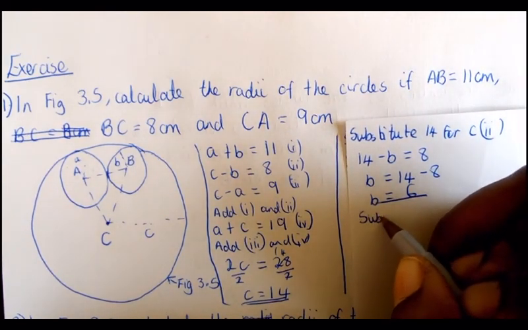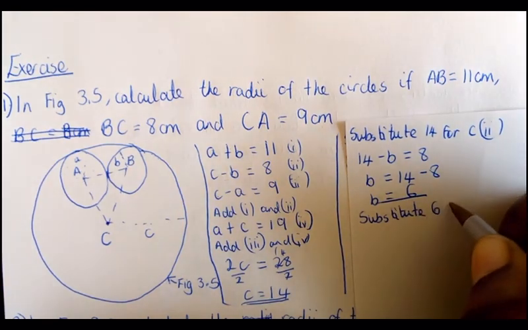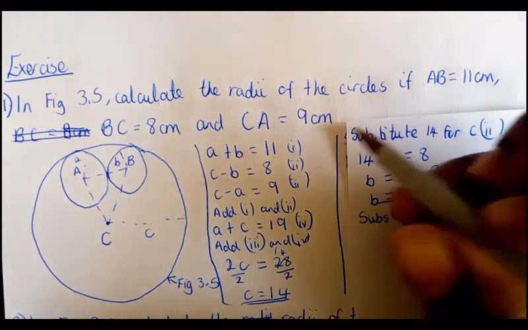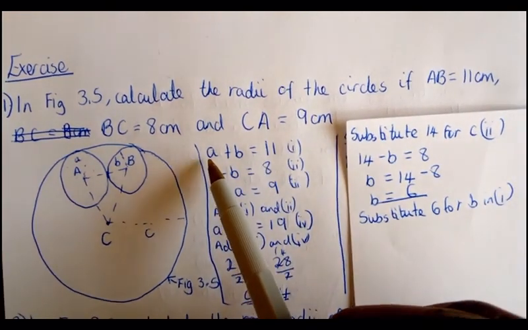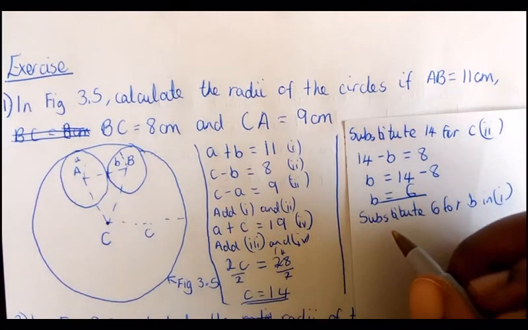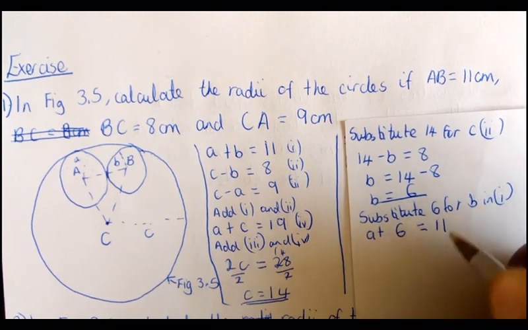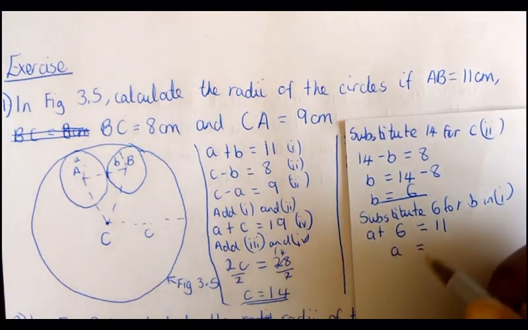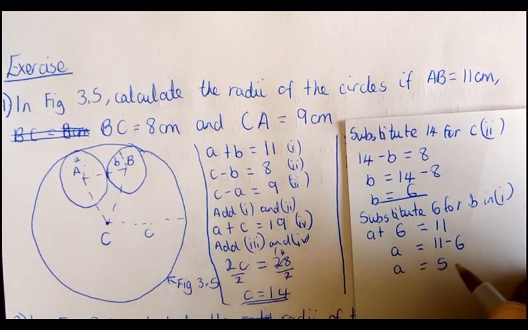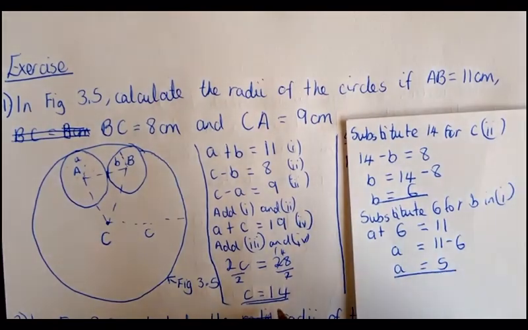Then next we substitute 6 for B in equation 1. Equation 1 was saying A plus B is equal to 11. So it becomes A plus 6 for B is equal to 11. So it becomes A is equal to 11 minus 6. Therefore, A is equal to 5. Now we have our A being 5, B 6, C being 14.